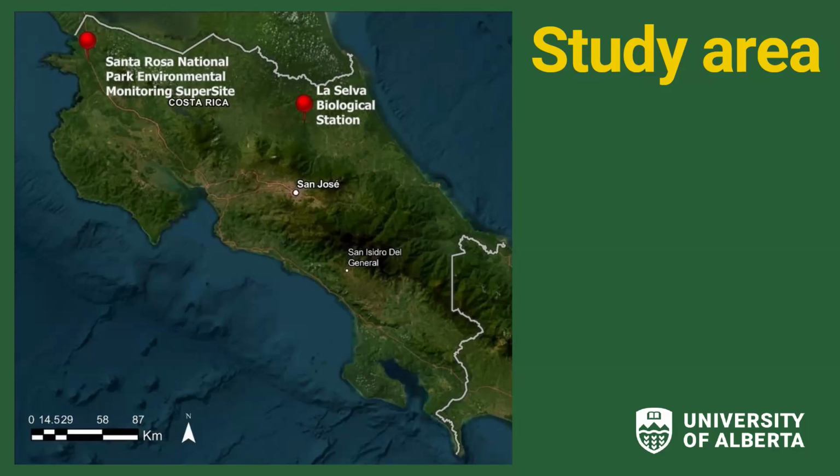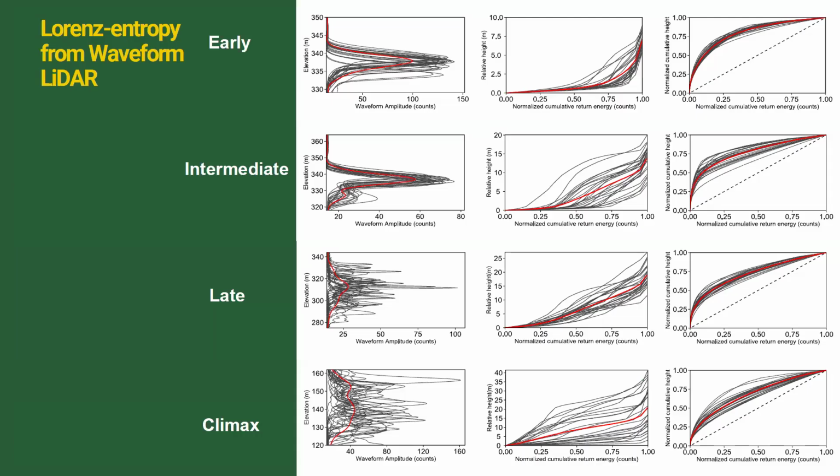One of them was a tropical dry forest, Santa Rosa National Park in Costa Rica, which has three different successional stages: early, intermediate, and late. We also had other study areas like La Selva and Barro Colorado, which are tropical moist forests. Using the full waveform LiDAR from the LVIS data, we captured different waveforms based on these stages from early to climax. At the first stage, when you capture the data from the airborne LiDAR, you have elevation versus amplitude.